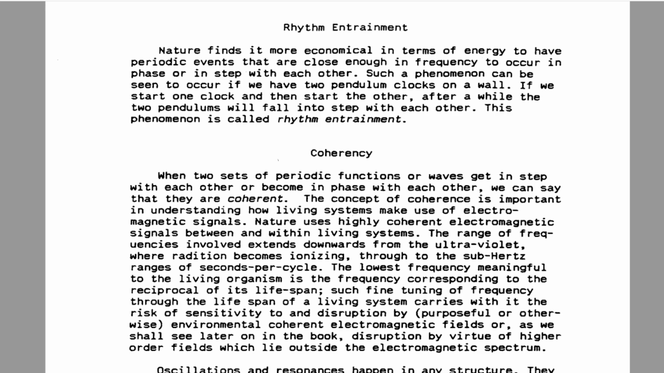Such fine-tuning of frequency through the lifespan of a living system carries with it the risk of sensitivity to and disruption by purposeful or otherwise environmental coherent electromagnetic fields, or, as we shall see later on in the book, disruption by virtue of higher order fields which lie outside the electromagnetic spectrum.